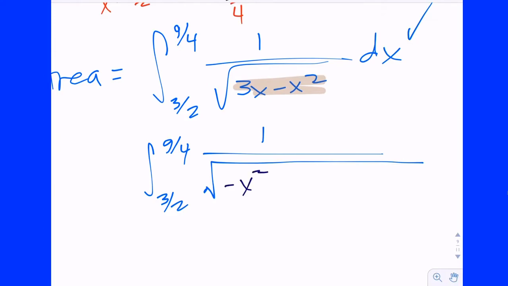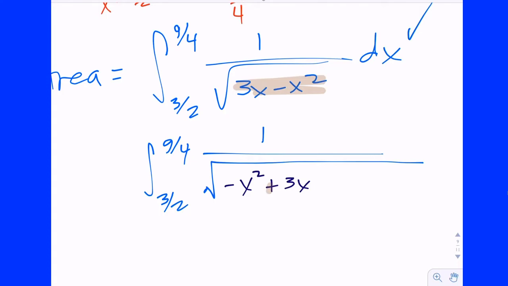You've got negative x squared, if you just flip that around, plus 3x. Now remember, to complete the square, the coefficient of the squared term needs to be a what? A 1. Is it a 1? It's the opposite of 1. So we need to factor it out first.